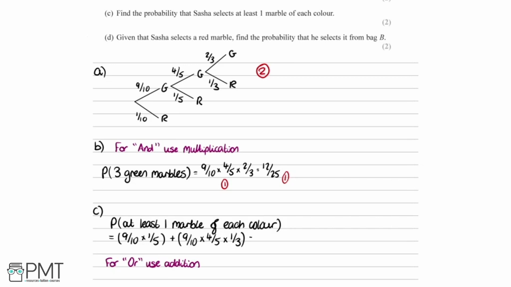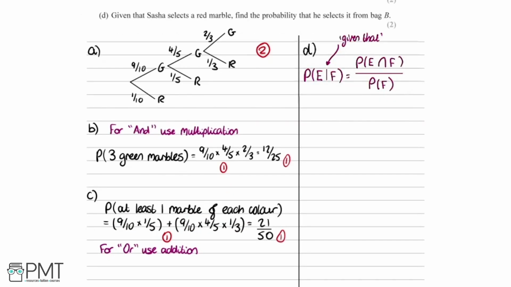And if we put that into the calculator, that equals 21 over 50, which is our final answer for part C. So we're going to get 1 mark here for all this. So work out that we have these 2 different possibilities and adding them together. Then we get a final mark for the correct answer, 21 over 50. Now part D says Sasha selects a red marble, and we need to find the probability that he selects it from bag B, and this is for 2 marks.